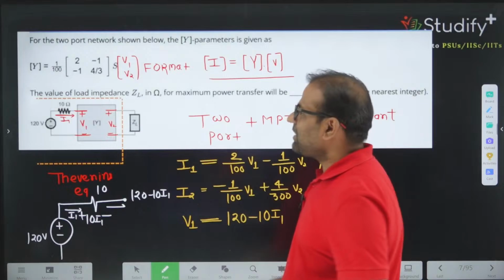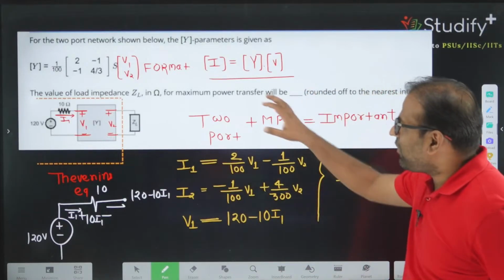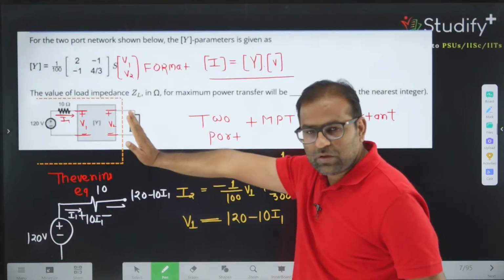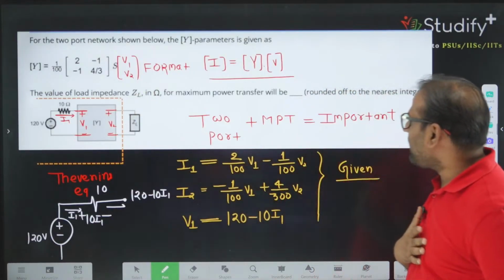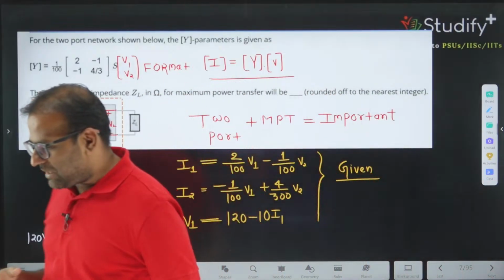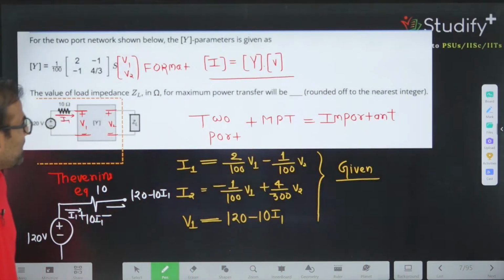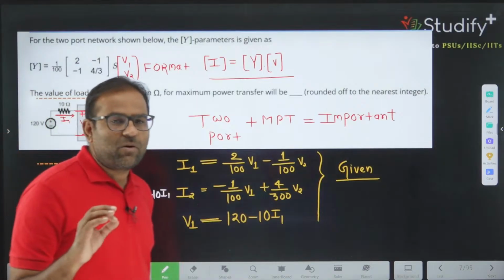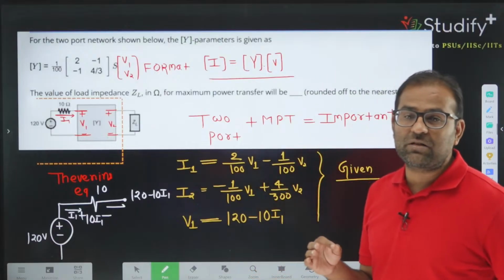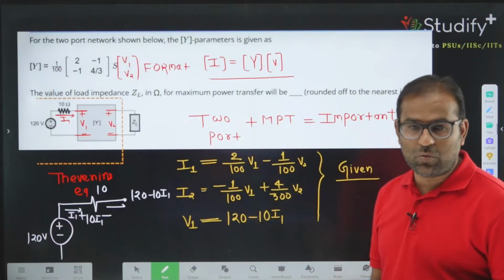This whole information is given. A two-port network is given, for that the Y parameter is given, and the value of load impedance ZL. So they have connected one load so that maximum power transfer can be transferred from source to load. So they are asking about the value of ZL at which maximum power transfer will happen. What is the value of ZL so that you can transfer the maximum power from source to load?